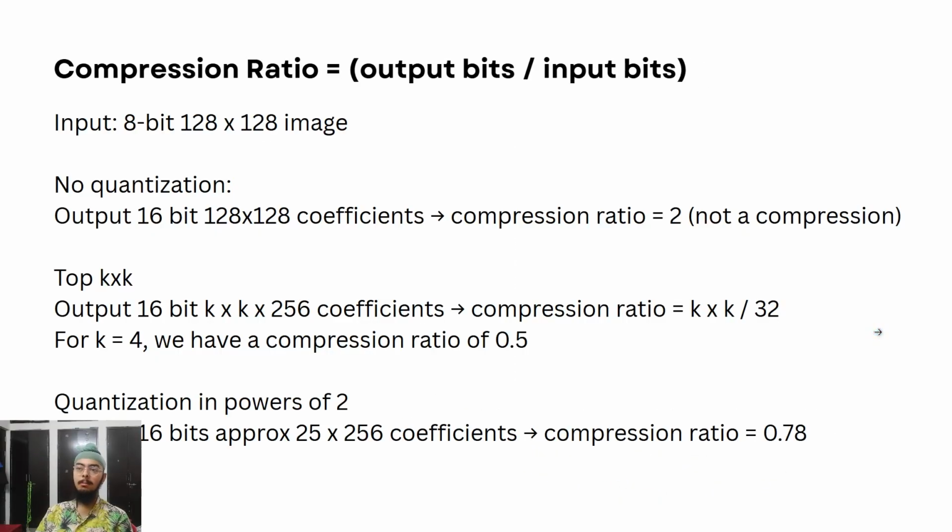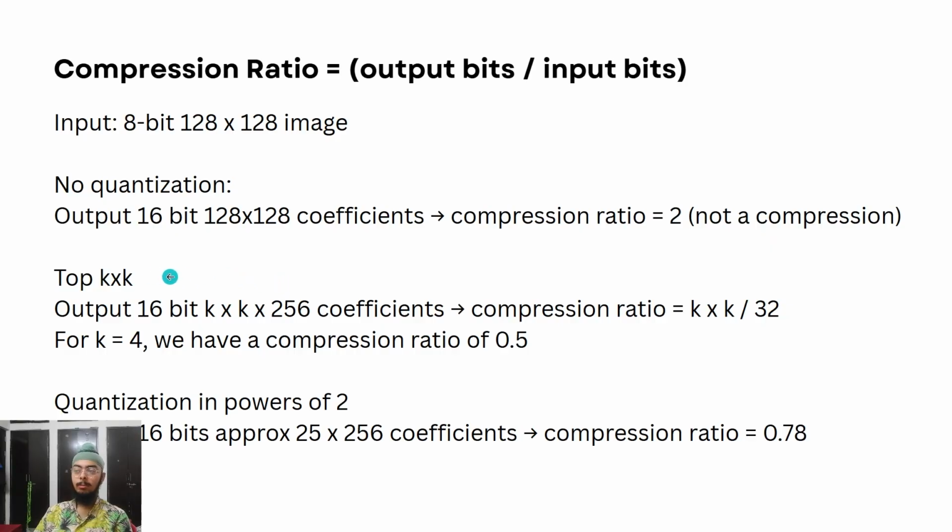Let's see what compression ratio we have achieved. So we define compression ratio as output bits upon input bits. We have inputted an 8-bit 128 by 128 image. And we have three approaches. One is no quantization, that is, we just compute the DCT and return the coefficients as they are. So the output is 16-bit rather than 8-bit. Hence, the compression ratio is 2, which is not exactly a compression as we have doubled the size.